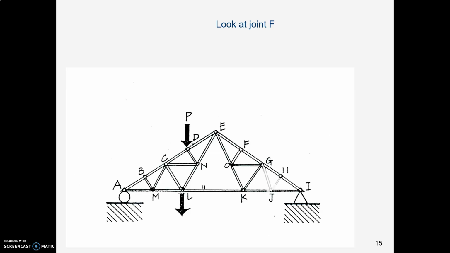Now let's go up to joint F here. There are 3 forces. 2 of them are in a line. What about the third one? Ha-ha! The third one must be 0. FO is 0. Okay. If FO is 0, and now I've whited it out, what does that do to this one, GO?